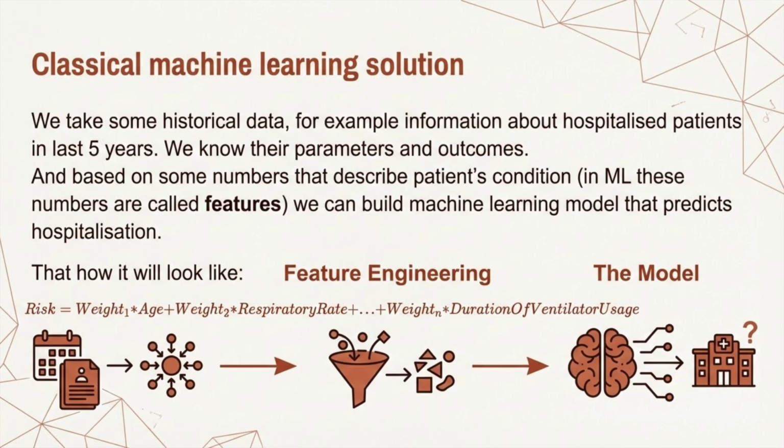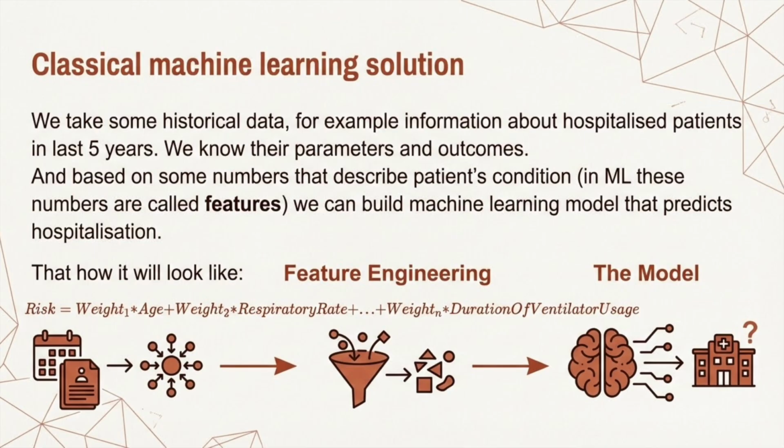So, the classical solution for this problem by a machine learning algorithm. We take some historical data, for example, the history and information about hospitalized and not hospitalized patients over the last 5 years. We know their parameters, we know their outcomes, and based on some numbers that describe the patient's condition, as we talked last time, these numbers in machine learning are called features.